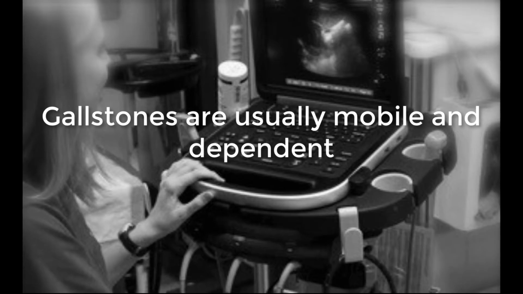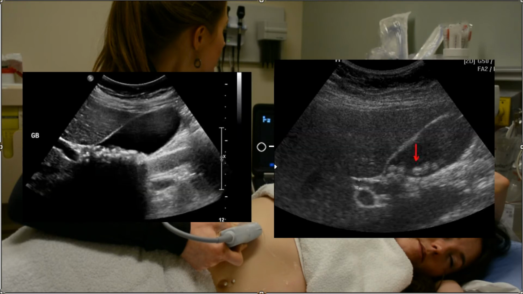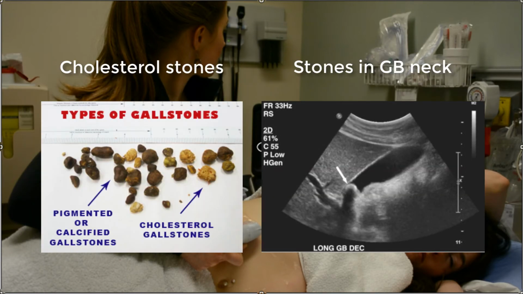If you are unsure about whether you are visualizing a stone, remember that stones are usually mobile and dependent. Have the patient roll onto their side or sit upright and watch for the stone to shift to the most dependent position. Two exceptions to this rule are cholesterol stones and stones stuck in the gallbladder neck.